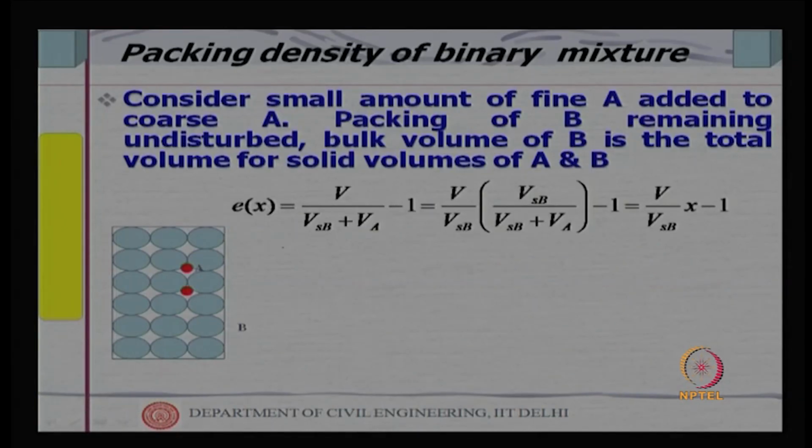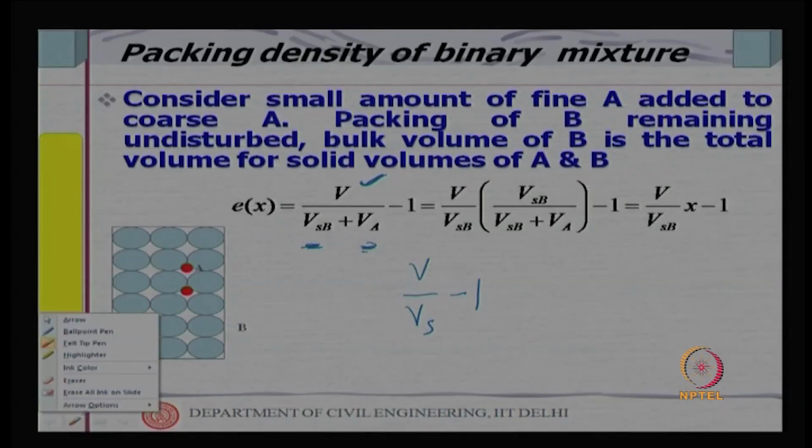So, therefore, Ex, that is the porosity or void ratio as a function, V is the bulk volume, has remained same. This was the volume of the solid that you have, the original volume of the solid, and the volume of aggregate that you have added. Original volume remained same, minus 1, because we remember this was Vs minus 1. So, Vs has just increased by this small amount of A that you have added, minus 1.